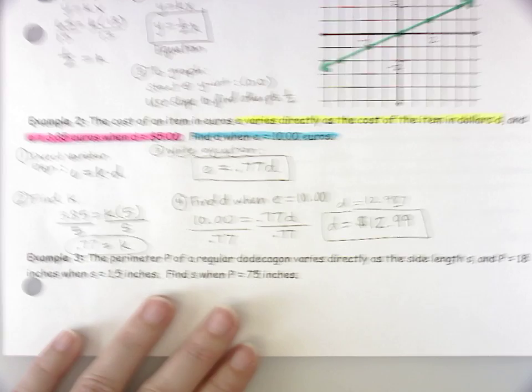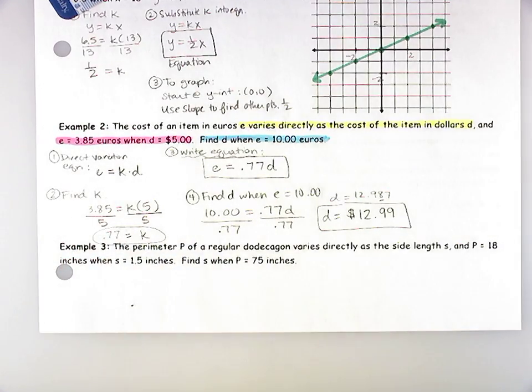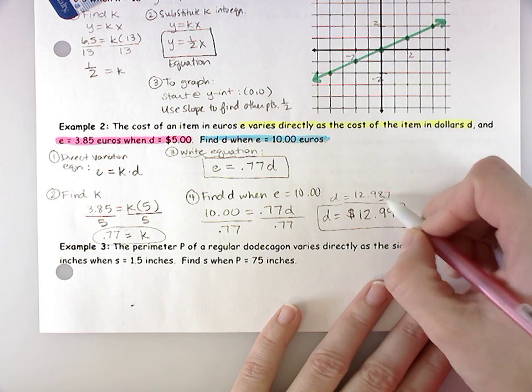Okay, and then some of you probably tried it before me, like Marisha. Marisha, how did you set your problem up? I did 3.85 over 5 equals 10 over x. Okay, yep. So I'm going to just do the other way. You can solve this way.